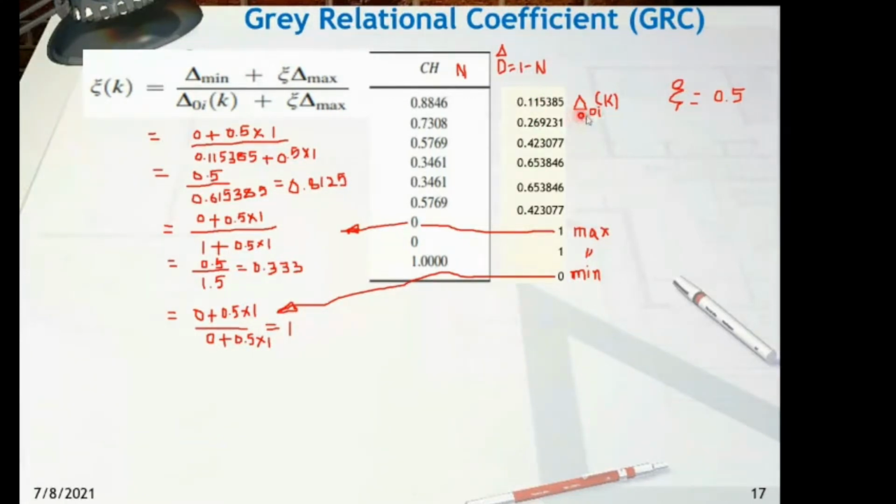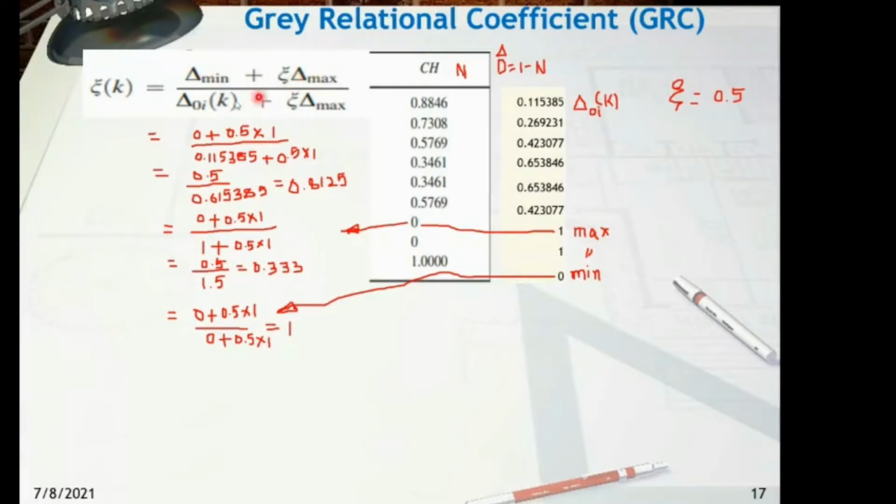And this is Δ_0i(k), meaning for the first row, the first material, this is the value I would use in Δ_ik. So this should be kept here. And similarly Δmax. In this, what is the maximum value? That is 1. And Δmin, that is 0. So Δmax is 1, Δmin is 0. That is the reason I told you that Δmin, ζ, and Δmax will be fixed. So this will be a constant when you are doing a particular problem.